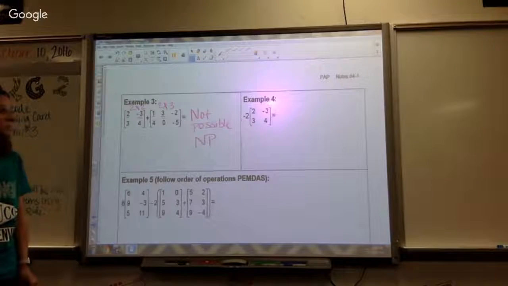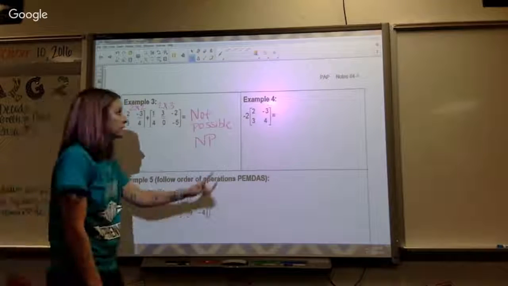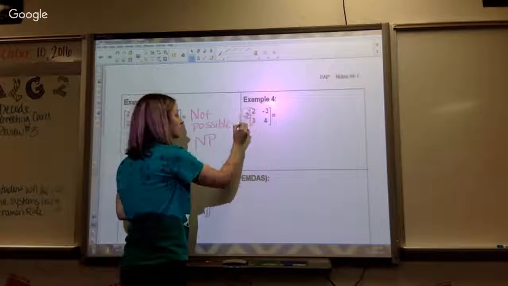Okay, example 4 looks a little different because we have a number on the outside of your matrix. This is called a scalar.